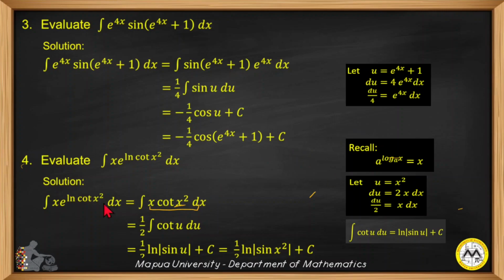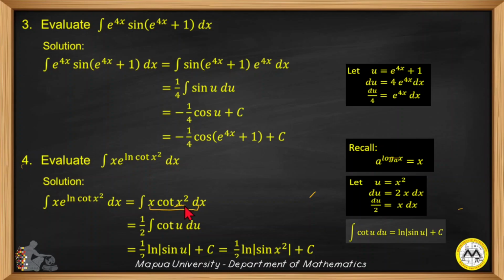Okay, so let's have another example. Suppose we are asked to evaluate the integral of x e raised to the natural log of cotangent x squared dx. But we can simplify this by applying the properties of logarithmic function, wherein the base of the exponential function is the same as the base of the logarithmic function, and this is equal to the argument x of the logarithmic function. So applying this property, we can reduce this e raised to the natural log of cotangent x squared as cotangent x squared times x dx.